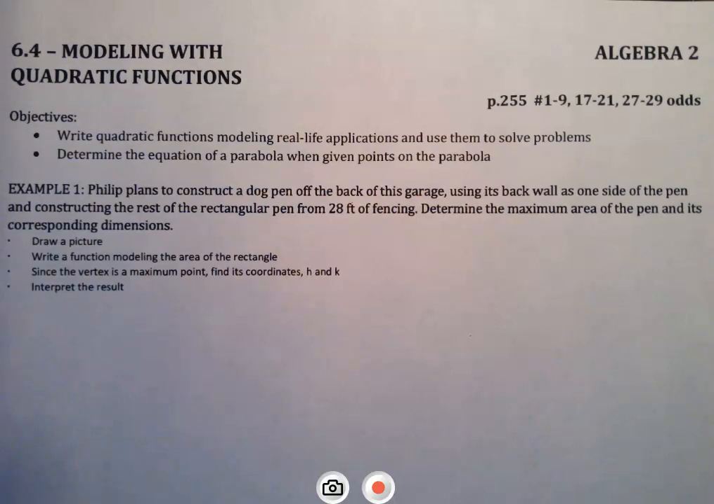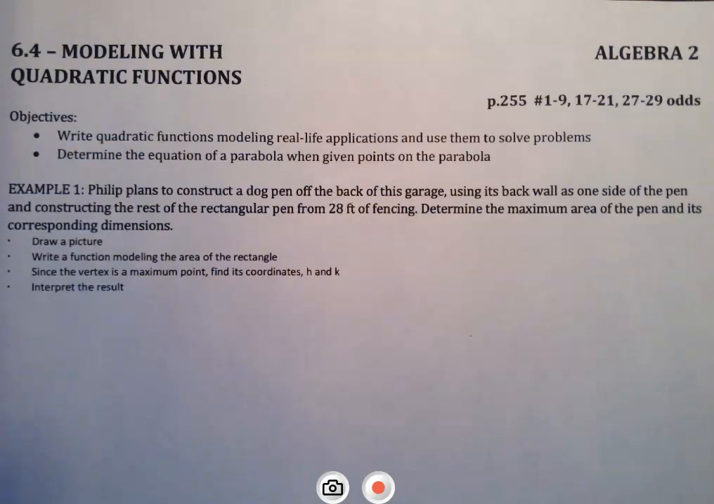All right, so with 6.4, we are modeling with quadratic functions. So we're doing lots of word problems today. That's what that means. Word and function problems. Okay, so our objectives are to write quadratic functions modeling real-life applications and use them to solve problems, and determine the equation of a parabola when we're given the points on the parabola.